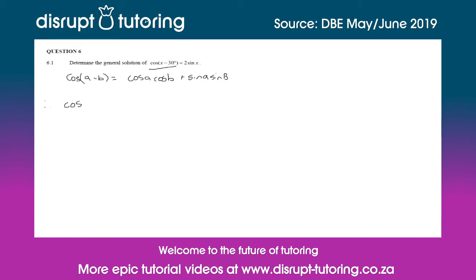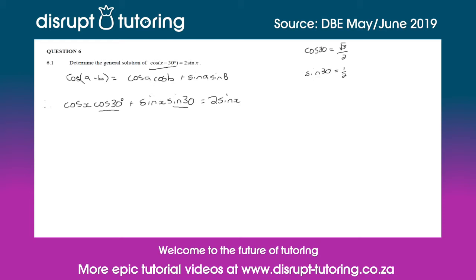So this will become cos x times cos 30. Already we can start thinking about special angles, plus sin x times sin 30. And of course this still equals 2 sin x. As I said, now we have two special angles, which is your cos 30 and your sin 30. Special angles you should know off by heart, but in this case it does say you're allowed to use a calculator. So we know then that cos 30 equals root 3 over 2. We also know that sin 30 equals a half.